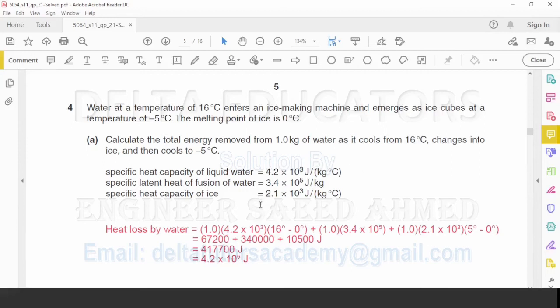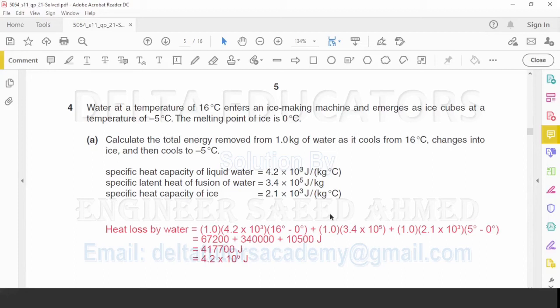For the heat loss when the temperature changes from 16 to 0 degrees centigrade, we have to use the formula mc delta T, where m represents mass, c represents specific heat capacity, and delta T means change in temperature. Here mass is 1 kilogram, the specific heat of water is given as 4.2 into 10 power 3, and the change in temperature delta T will be 16 minus 0. So it is m, it is c, it is delta T.